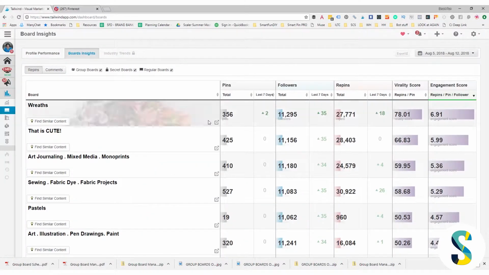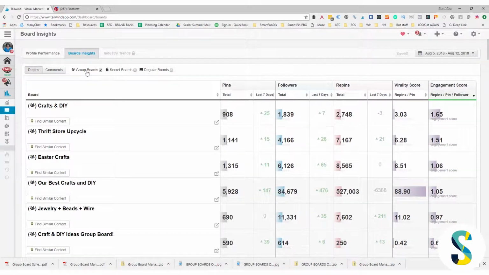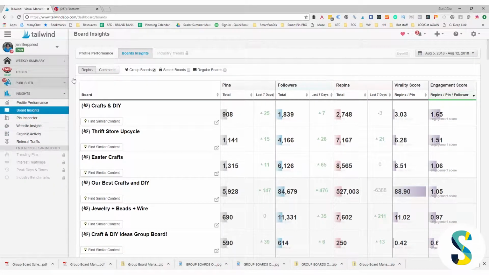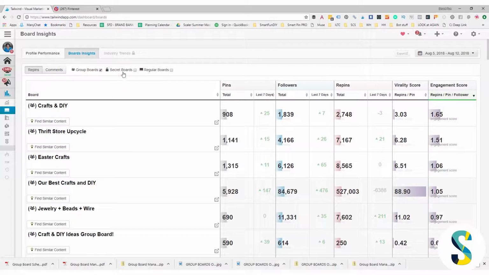Well, the first thing we're going to do is go to Tailwind and look at the analytics, because that's going to give us a lot more information than just going to Pinterest and trying to figure it out visually. We can sort our boards here in Tailwind's Insights section by group boards, secret boards, regular boards, or everything all together. I just have the group board section checked, and that's going to show me all of the group boards. What we want to do is start sorting by some of these different metrics up at the top.